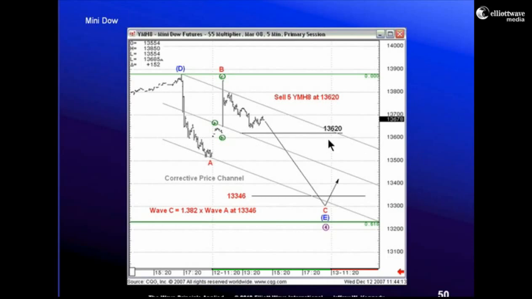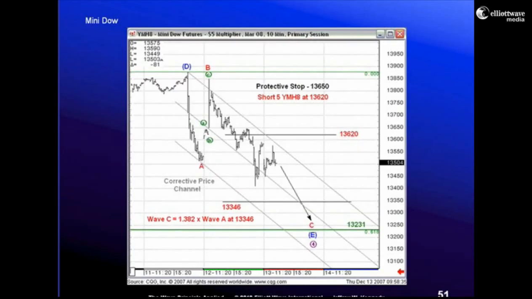I want the market to commit to me before I commit to the market. That's why my order is in place right below 1362, which is the extreme of wave B in this instance. And as prices move down, I'm filled on the position. I'm short 5 contracts. My protective stop's 1365.